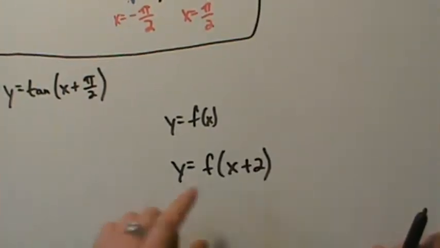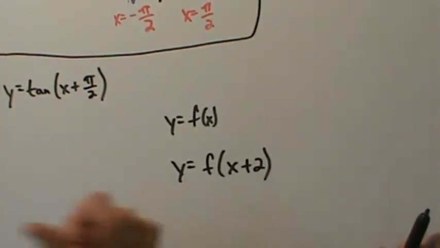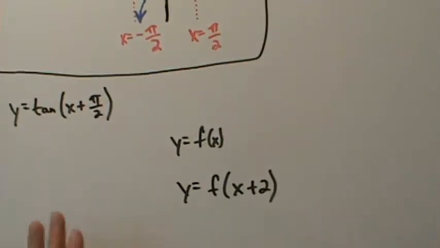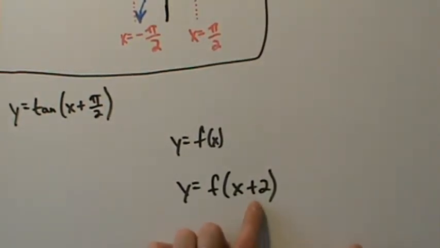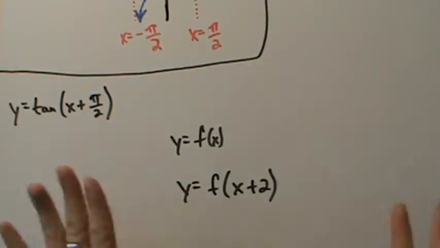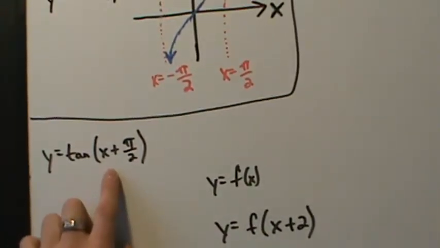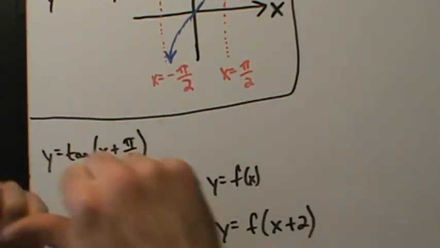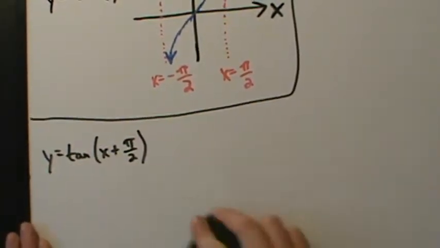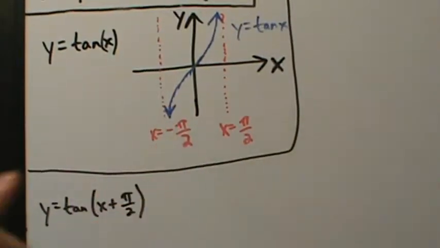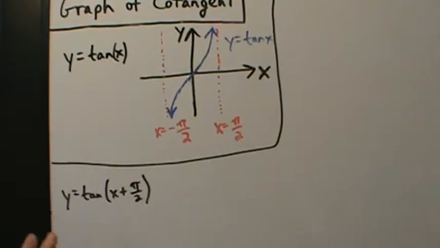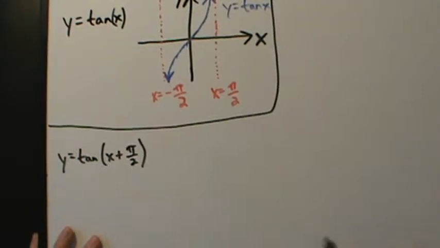In general, x plus something always means shift to the left. So x plus 2 would mean shift to the left by 2 units, always, always, always. So tangent of x plus pi over 2, shift this to the left by pi over 2 units. Let's go ahead and draw that. We're going to take our graph, maybe zoom out a bit, and shift it to the left by pi over 2 units.